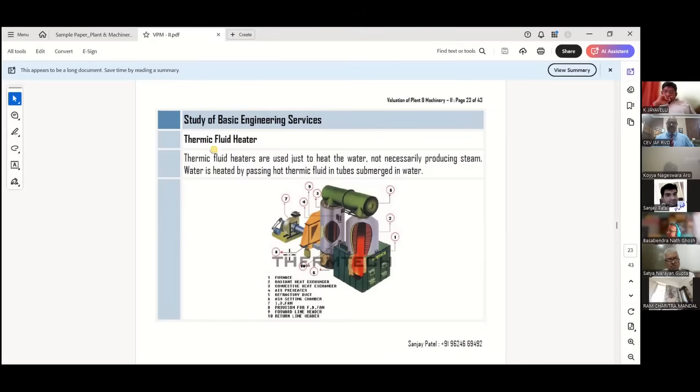Okay. Water is heated by passing hot thermic fluid through tubes submerged in the water. To bring any fluid to a specific temperature, we use the thermic fluid heater.